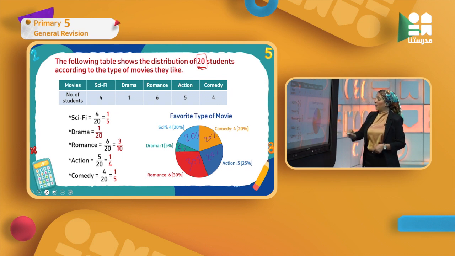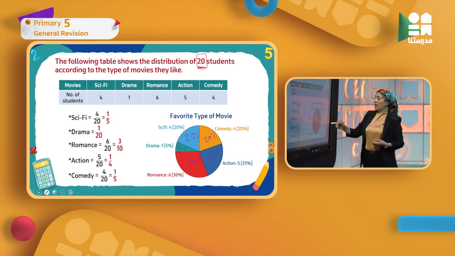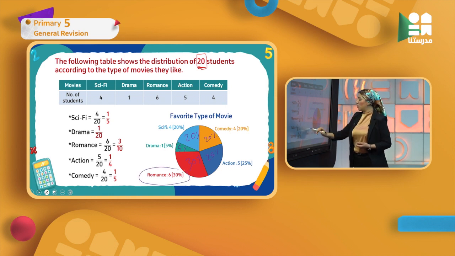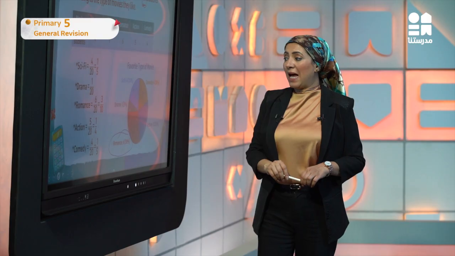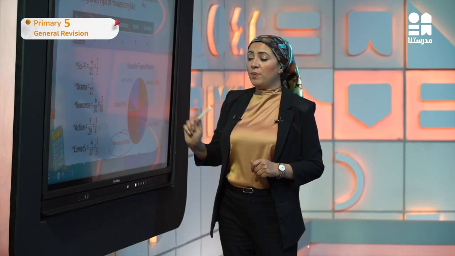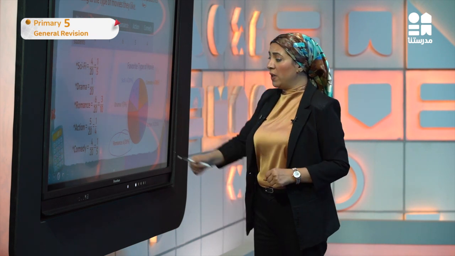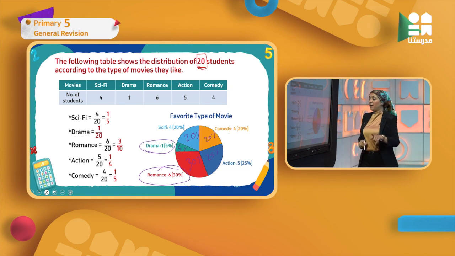So here, if you look at this pie chart, we can tell which type they like the most. And as you see here, romance is the type that students like the most because it has got 30%. It has the highest percentage. Now the least: which type do the students like the least? As we see here, it's drama because it has got only 5%.